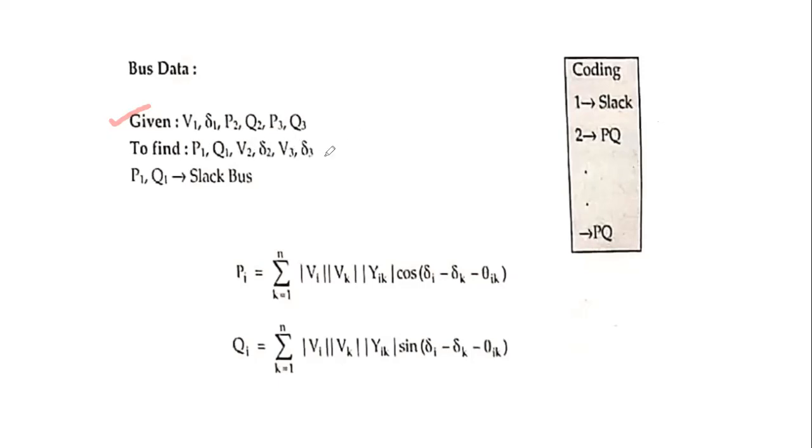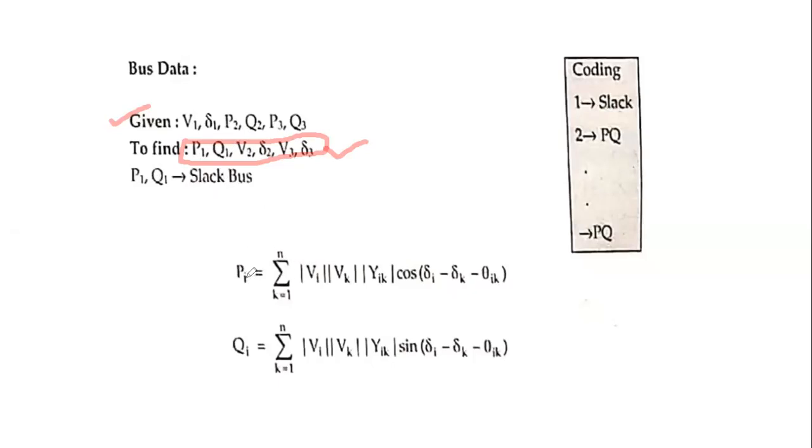Next, the unknown terms are P1, Q1, V2, delta 2, V3, delta 3. These parameters are found by using the Gauss-Seidel method. By using these derivations, we determine these values: P1, Q1, V2, delta 2, V3, delta 3. In that, P1 and Q1 are related to the slack bus.